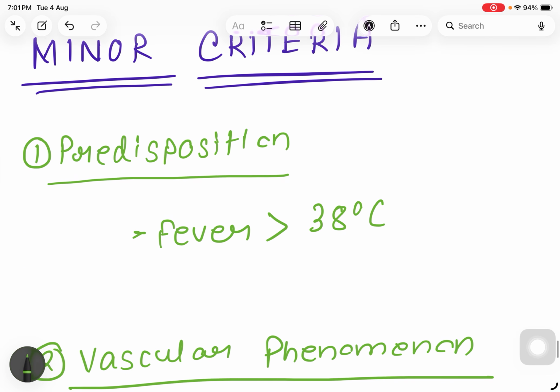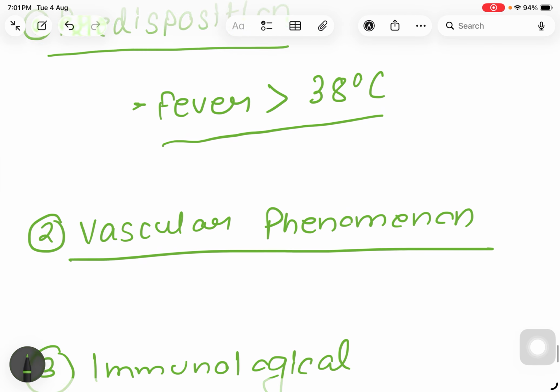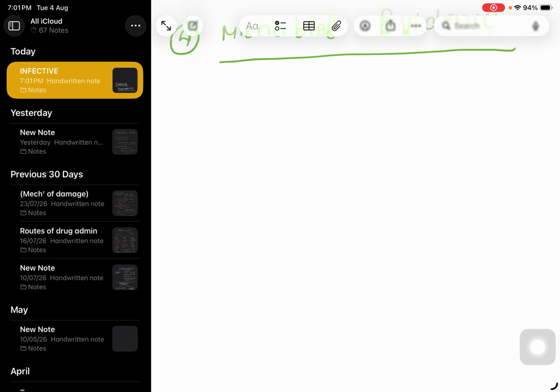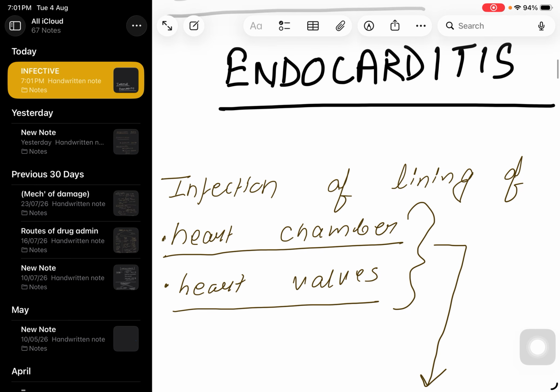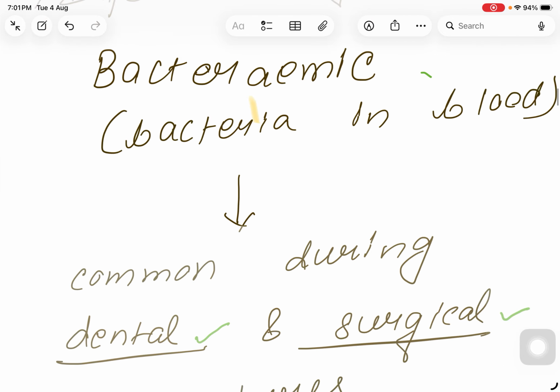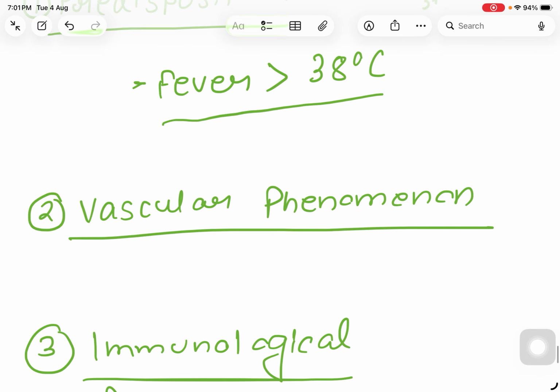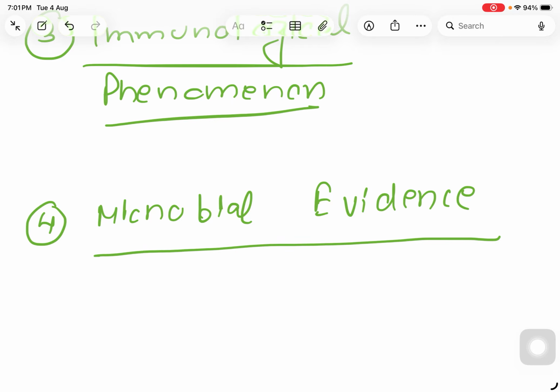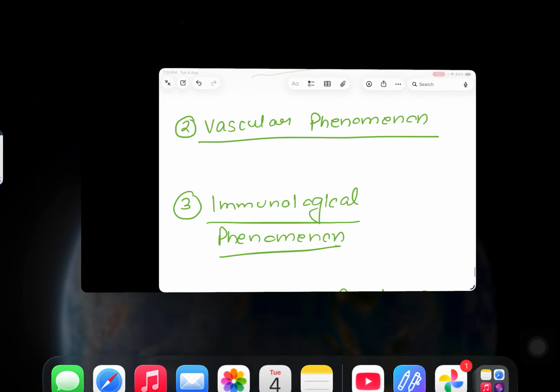Then comes the minor criteria. Minor criteria, first is predisposition. Then if there is fever more than 38 degrees centigrade, since 37 point something is the normal body temperature, then vascular phenomena, immunological phenomena, and microbial evidence. Now we will discuss in detail all these.